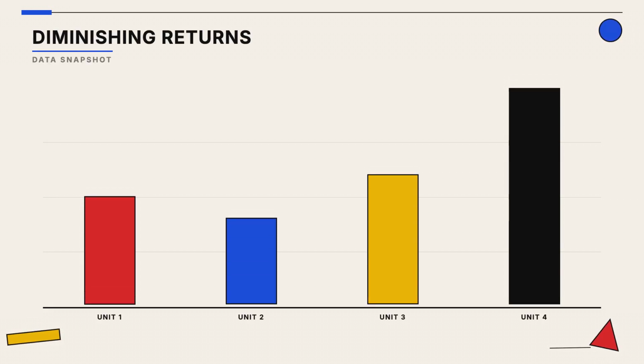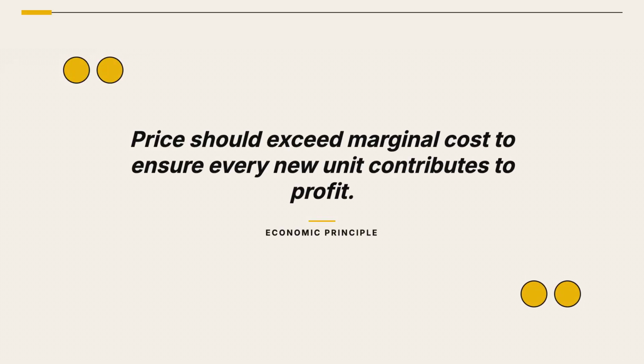Often, marginal costs decrease as you scale, but they can spike if you hit capacity limits or need extra labor. The golden rule is that if you cannot sell a unit for more than its marginal cost, you are losing money on that specific item.